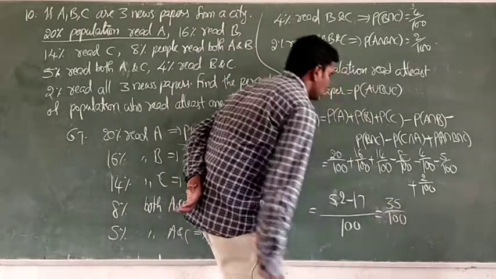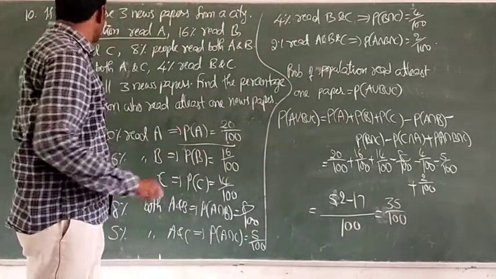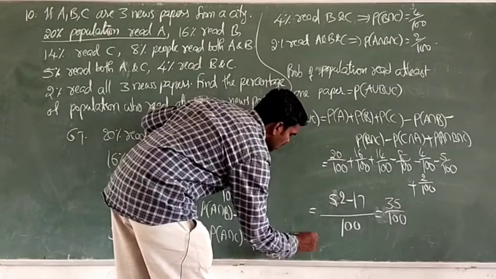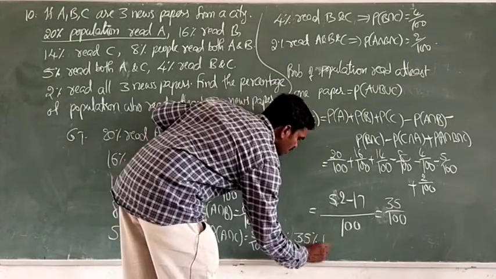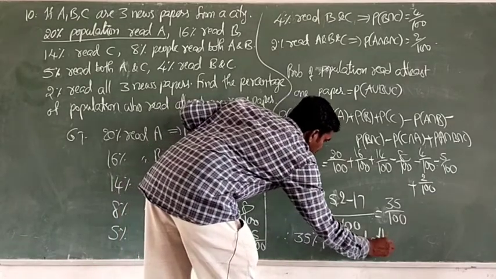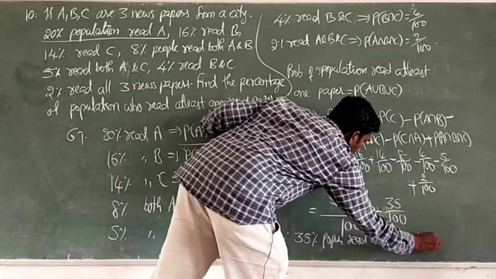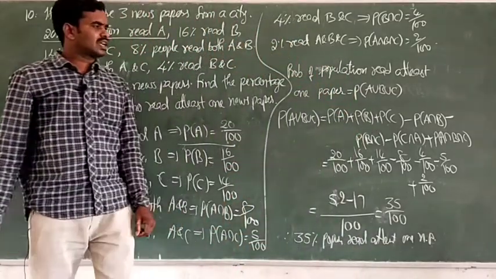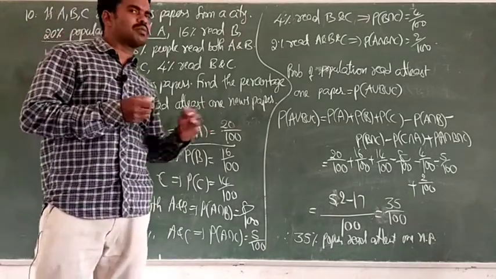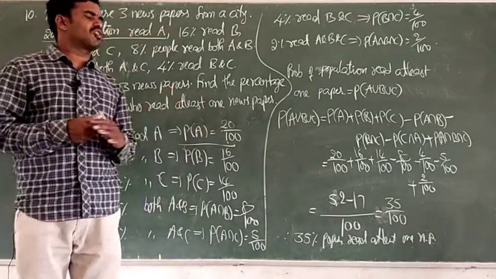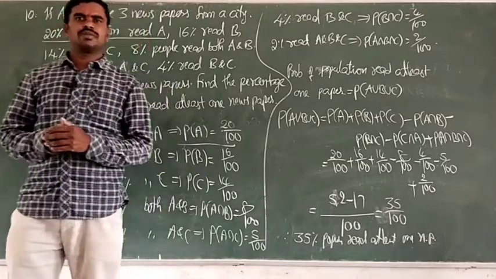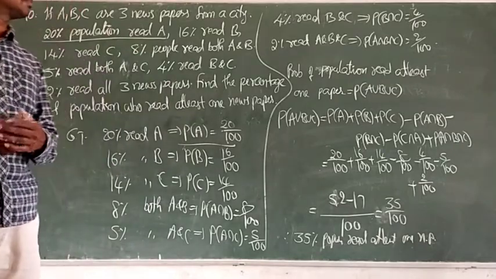35 by 100, in percentage means what? So therefore 35 by 100 means 35% of the population read at least one newspaper. That is the answer. Is it very easy or not? So a general statement is applied probability and it is solved using probability. So this is the question. Let us take one more easy problem. We have only a few questions.